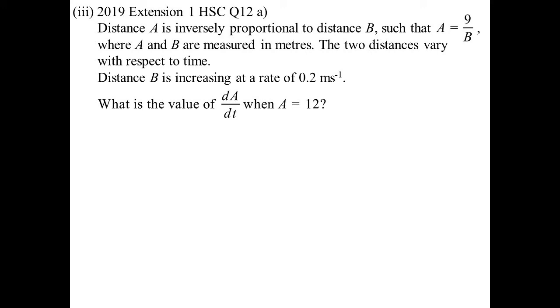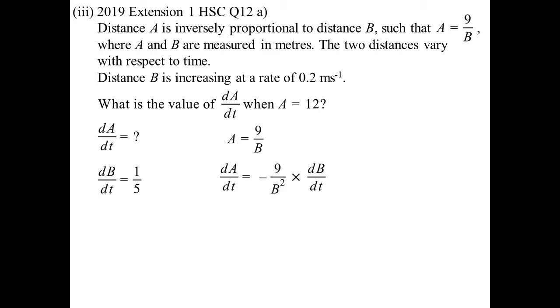Okay, so what do we get out of that? We've got to find dA/dt. And what have we been told? Well, we've been told dB/dt. Now we need that link between A and B, and they've given us that. So A is 9 on B. So therefore, dA/dt, well, derivative with respect to B, so it's dA/dB, would be minus the derivative on the function squared. I just went and did that straight away rather than writing it down there. But minus 9 on B squared times dB/dt.